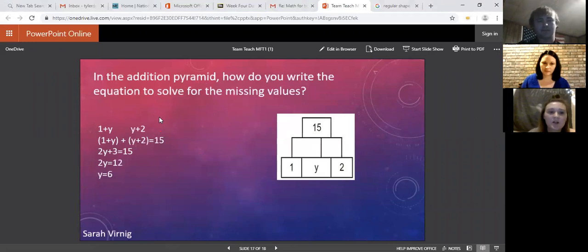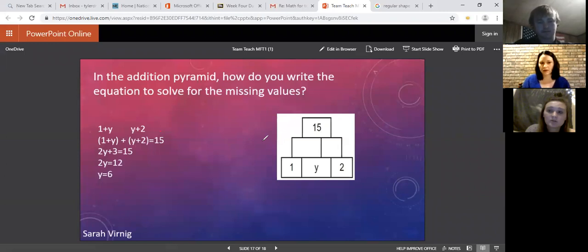Yes, Sarah's next. Okay, in the addition pyramid, how do you write the equation to solve for the missing values? Okay, so on here we're given on the bottom row 1, x, and 2. So we're looking for the values in the middle. So we know that 1 plus x will give us whatever's on the middle left, and x plus 2 will give us what's on the right. Now we set that in an equation where it's 1 plus x in parentheses plus x plus 2 in parentheses, set equal to 15, because we know the total of those two boxes will equal 15.